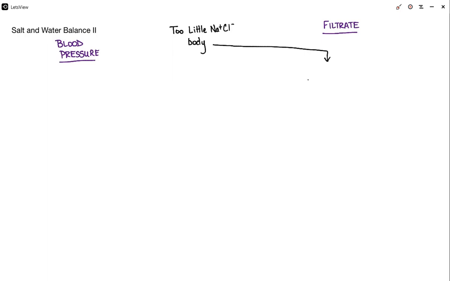So if there's too little sodium chloride in the body, and we know that sodium chloride is concentrated in the extracellular fluid, then there's also going to be too little sodium chloride in the blood. And since filtrate, at least initially, is simply a reflection of what is in the blood, if I have too little sodium chloride in my blood, then my filtrate is also going to have too little sodium and chloride. So let's go ahead and add that.